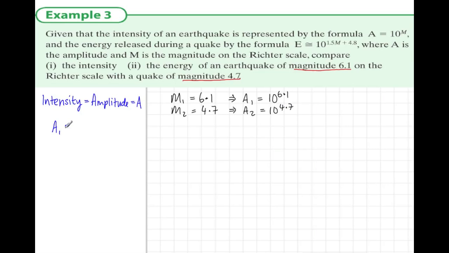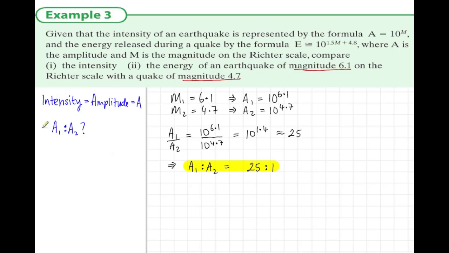But compare really means, what's the ratio of one to the other. We could write them as a fraction or a ratio. So A1 is to A2. So we write A1 divided by A2, as a fraction. Now the rules of indices say we subtract the dividing one. So this is 10 to the power of 6.1 minus 4.7, which is 10 to the power of 1.4. And if you put this in a calculator, it's roughly equal to 25. So this tells us that A1 is to A2 in the ratio 25 is to 1, or A1 is 25 times more intense. That's the first answer.